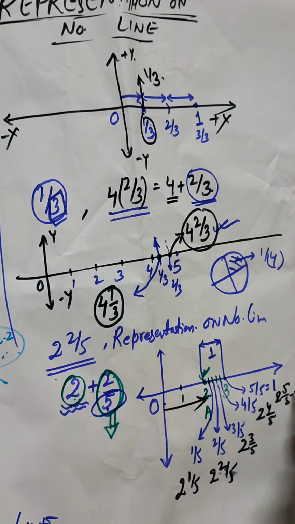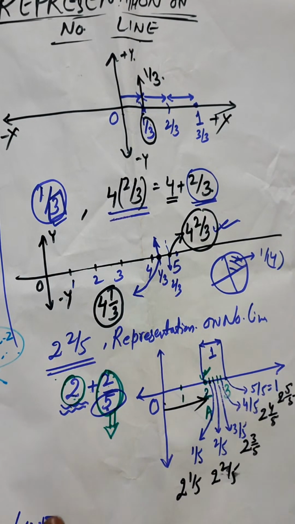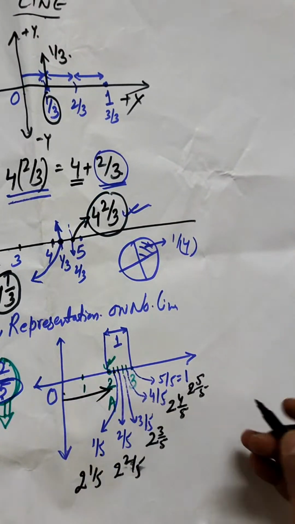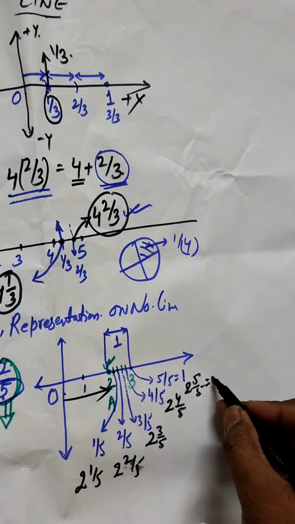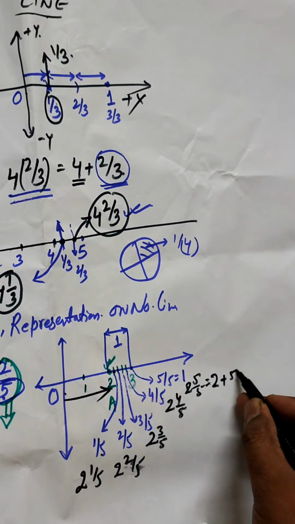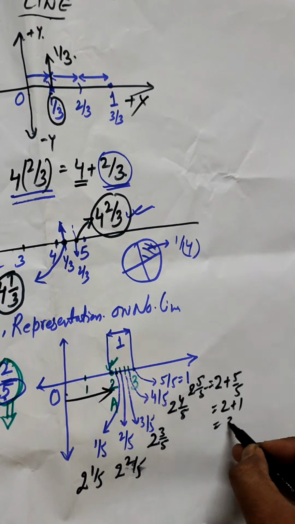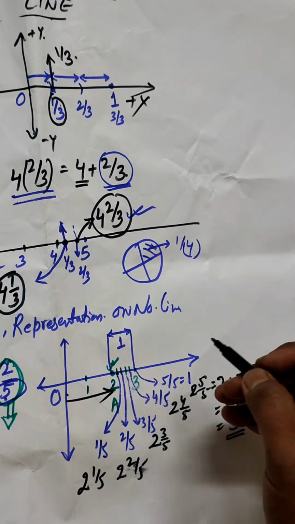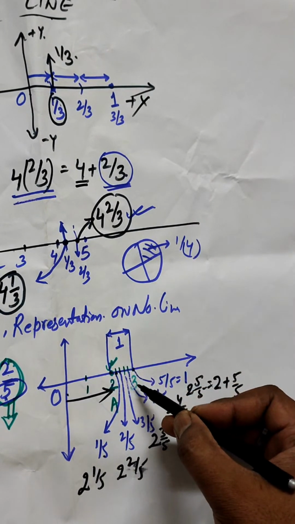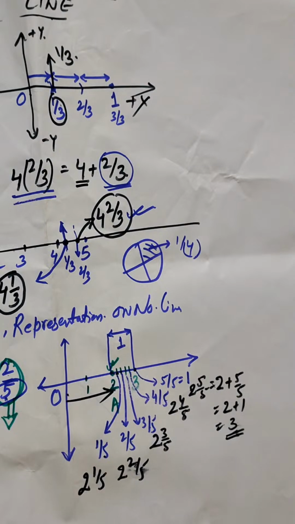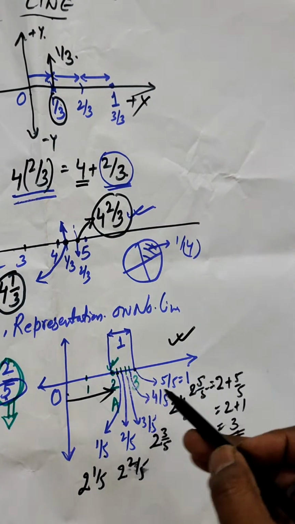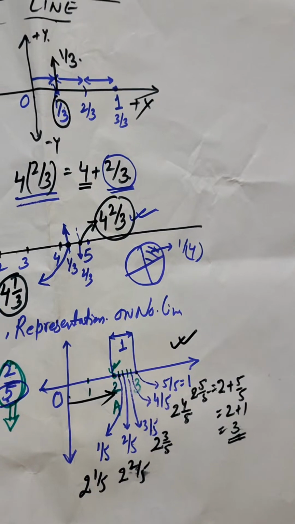2 5 by 5 means 2 plus 5 by 5, that means 2 plus 1, which is equal to 3, right? So basically this is 3, which was right, it's already 3, right? So in this way we can represent any numbers on the number line, right?